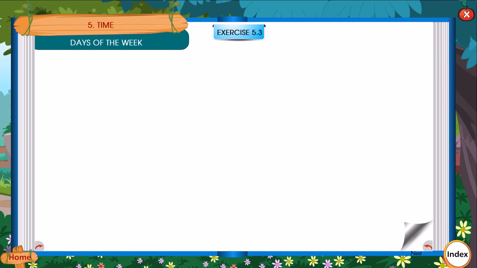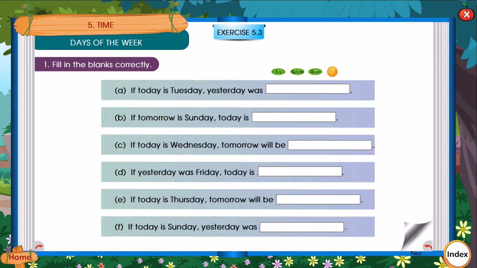Exercise. 1. Fill in the blanks correctly. Write the day that comes after.